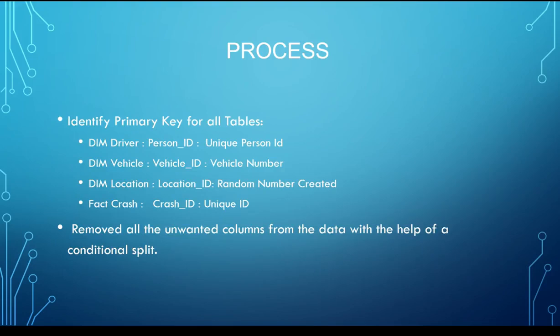While doing the process, first we need to identify the primary key. So in this process, we have identified three different dimension tables and one fact table, where each contains a unique primary key. So for the dimension table driver, we have person ID. For the dimension vehicle, we have vehicle ID. For dimension location, we didn't have any location ID, so we created a random number as a location ID. And for the fact crash, we created the crash ID from the merging of two different entities.